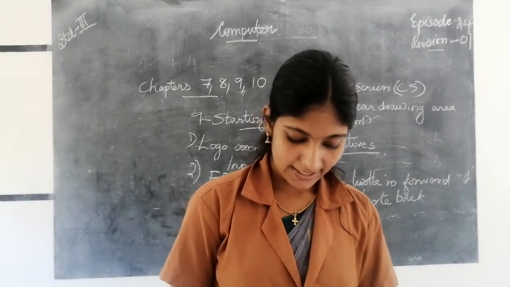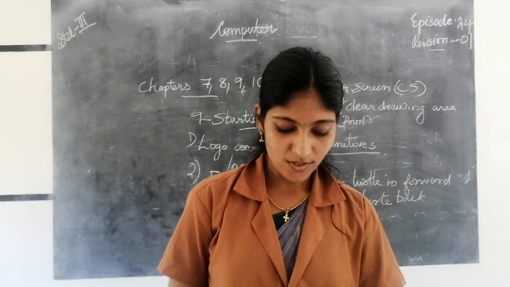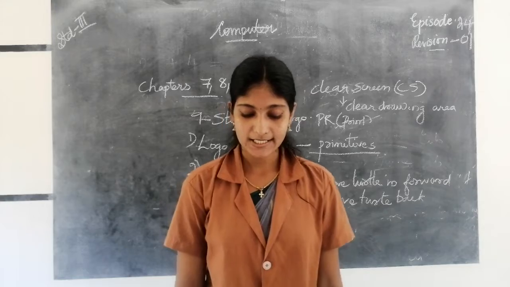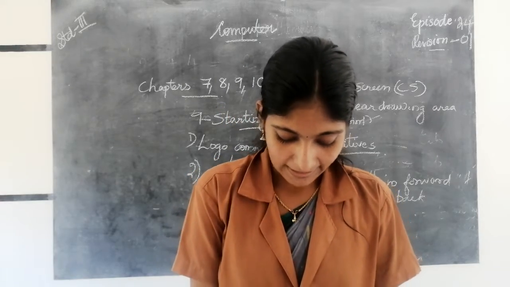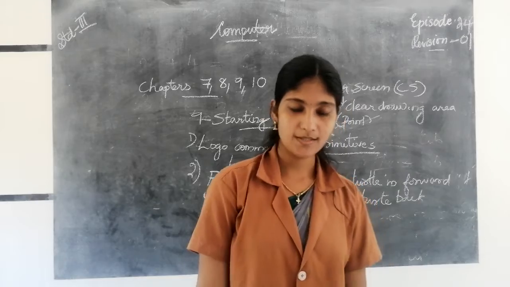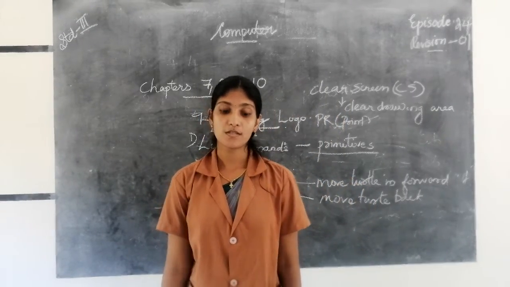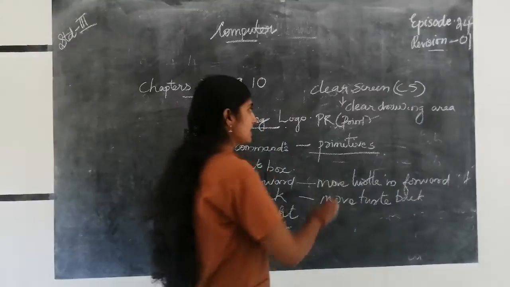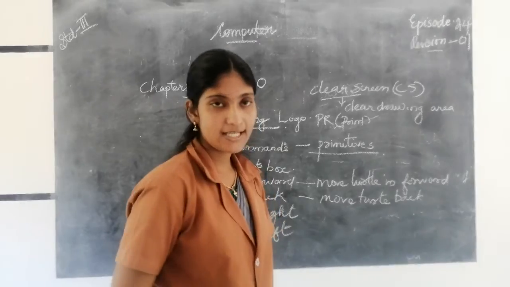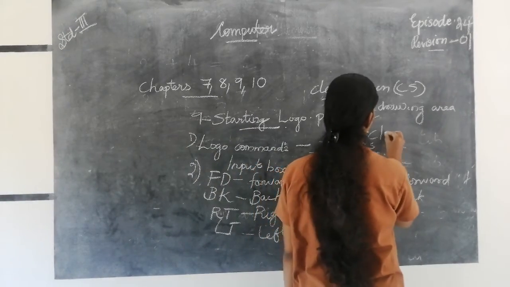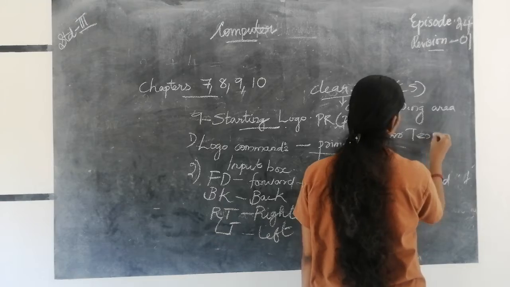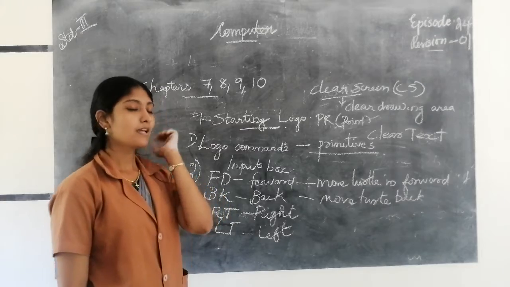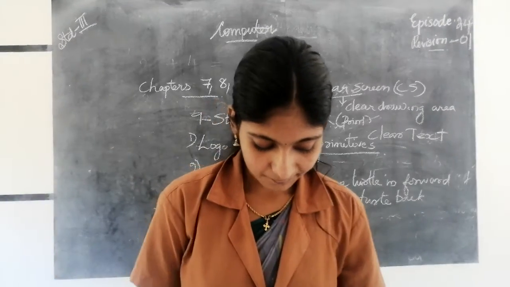Then next one: what is the difference between the CS and CT commands? We know CS is used to clear the drawing area. And what about CT? The CT command will erase the commands from the command recall box to make it empty. So CS is clear screen and CT is clear text. The clear text command is used to remove the commands from the command recall box.